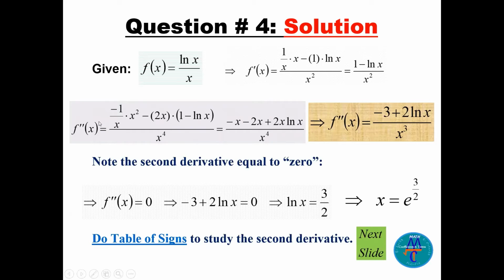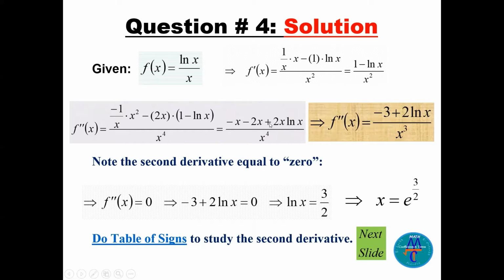Let's find the second derivative. Again, we can use the quotient rule. Minus 1 over x times x squared minus, in the formula, the derivative of x squared, which is 2x, times 1 minus ln x, all divided by x to the power 4, which is the square of x squared. So this is minus x, and this is minus 2x, and the minus becomes plus 2 ln of x, and then we can add minus 3.